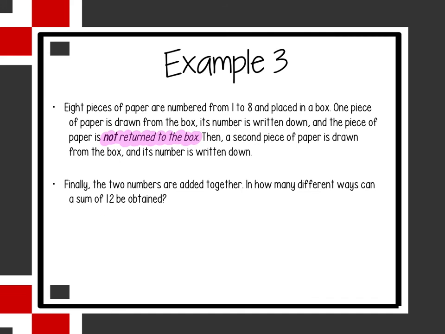So in the first one we had 4 and 8, 5 and 7, 6 and 6, 7 and 5, 8 and 4. Are all of these possible the second time? If I take out 4, 8's still there to grab, that works. If I take out 5 and don't replace it, 7's still there to grab, right? But what happens with the 6 and 6? If I take 6 out the first time, it's not there to grab the second time. Does that make sense? So this cannot happen this time. So now there's only 4 ways.